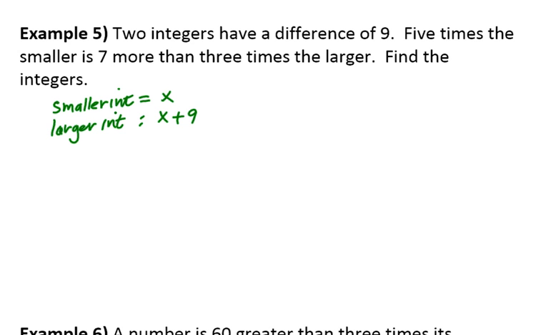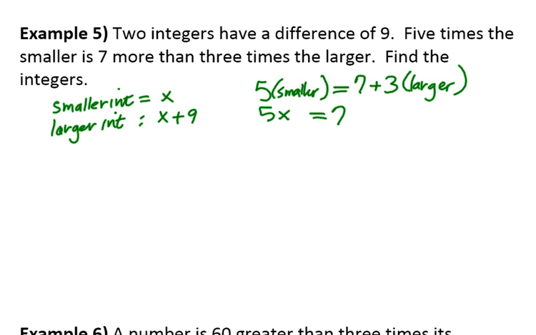Our next sentence is this equation. It says that we have 5 times the smaller equals 7 more than, so 7 plus 3 times the larger. So we can see our equation taking place there. So let's fill that in. That's going to be 5 times the smaller. The smaller one is x, is equal to 7 plus 3 times the larger. And the larger is represented by x plus 9.